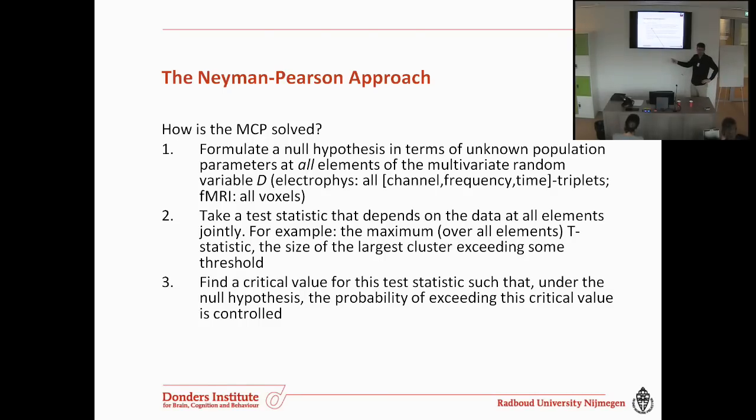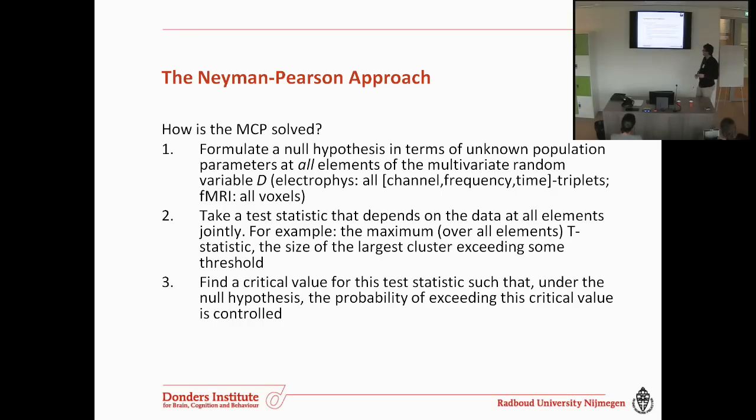This random variable D now is not just a scalar, one number per trial, but it is tens or hundreds of thousands of numbers per trial. But still, it is some random variable that has some expected value. But that's a huge array. In electrophys, it pertains to channel frequency time triplets, and for fMRI, it pertains to voxels. The second step is also the same as in the univariate case, but with different data structures. You calculate some test statistic that depends on the data at all the elements jointly.